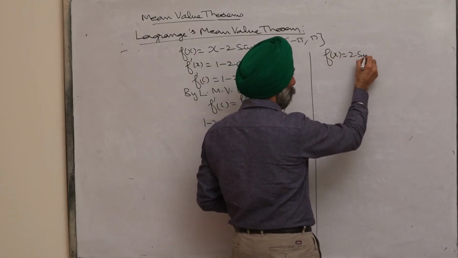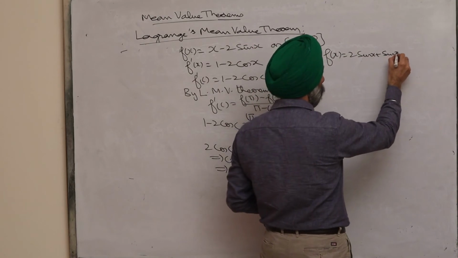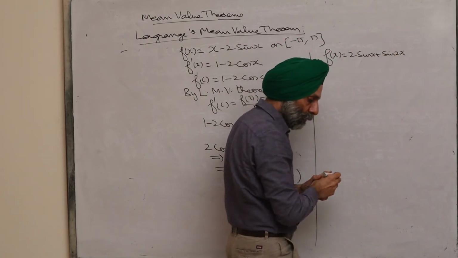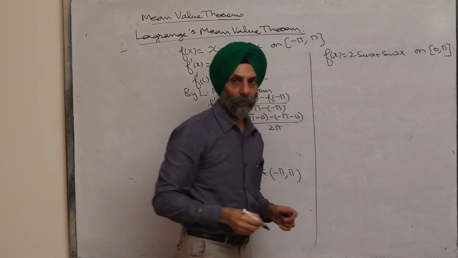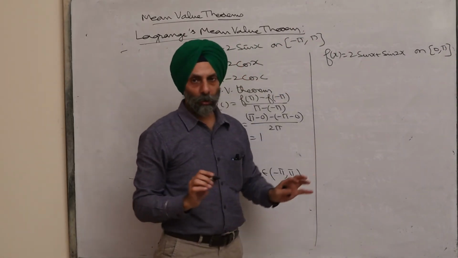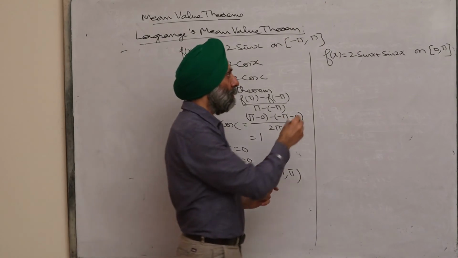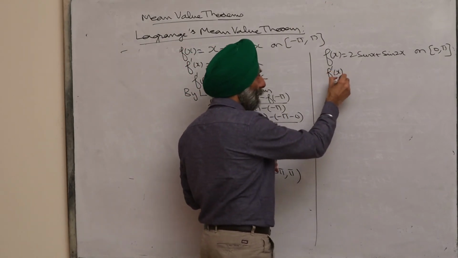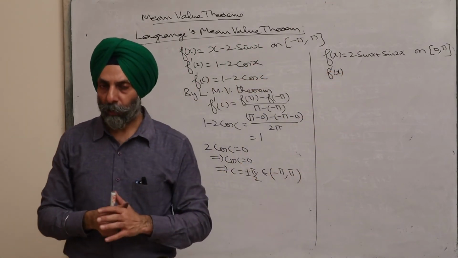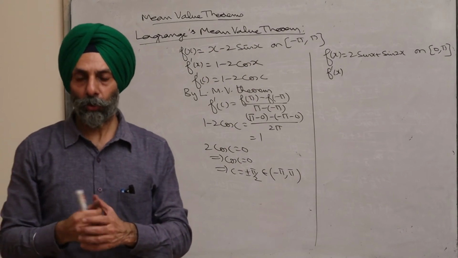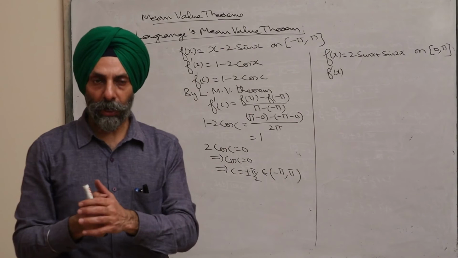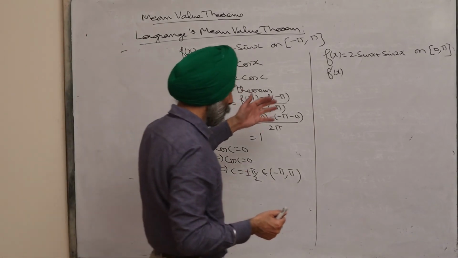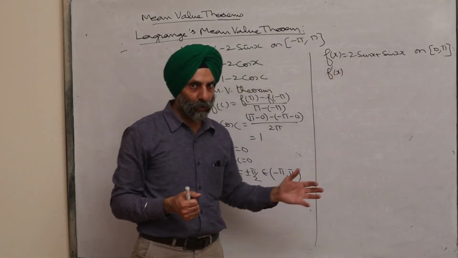Now similarly, say the next question is f(x) = 2 sin x + sin 2x on the interval 0 to π. Now this being a trigonometric function is continuous and differentiable. So therefore, this is the explanation which you need to give for each and every question relating to Rolle's theorem as well as the Lagrange's mean value theorem. Do not start solving the question by differentiating and using the theorem here.